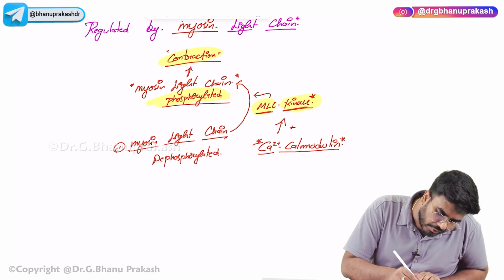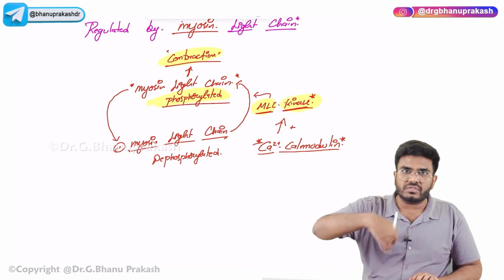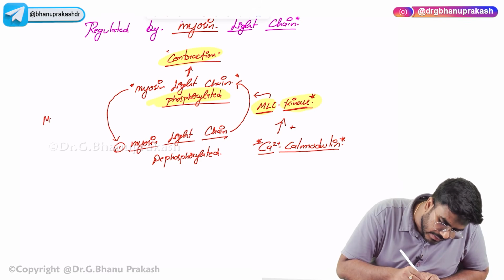Now after contraction, what do you require? You should have relaxation. Again, it should be dephosphorylated. For that purpose, there is myosin light chain phosphatase.